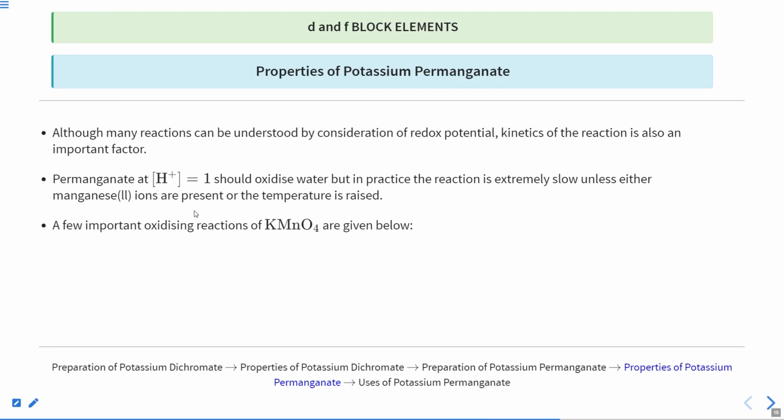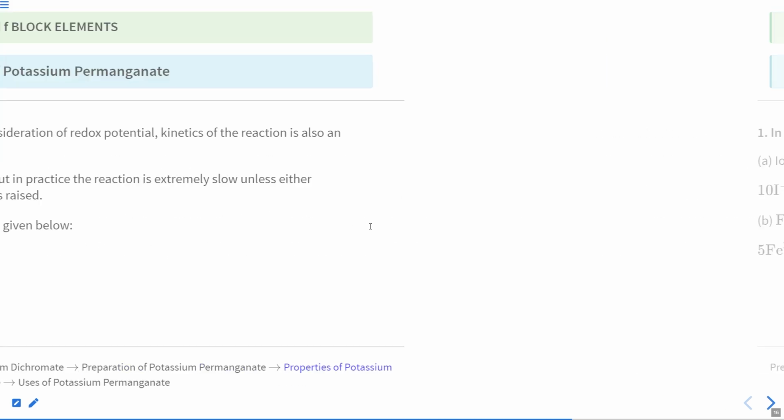Now, although many reactions can be understood by consideration of redox potential, the kinetics of the reaction is also an important factor. So permanganate should oxidize water, but in practice the reaction is extremely slow. A few important reactions of KMnO4 are given below. So we'll study these. Here are the reactions.